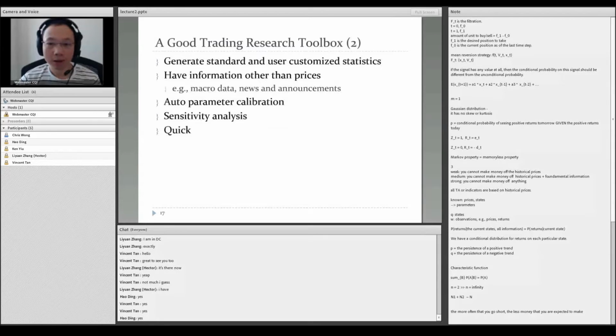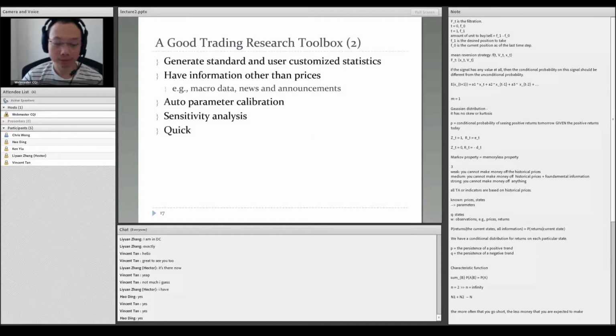Also, this research toolbox should generate all the performance statistics like P&L, expected P&L, Sharpe ratio, omega, and so on, for you as a trader to justify whether this strategy works or not. And it should also do parameter calibration and sensitivity analysis. Now, if this takes 900 hours, that's useless. Ideally it should take maybe half an hour. So in order to do this, you need to be able to run all these programming tasks on a grid of computers, a grid of CPUs. So parallel programming is very important.